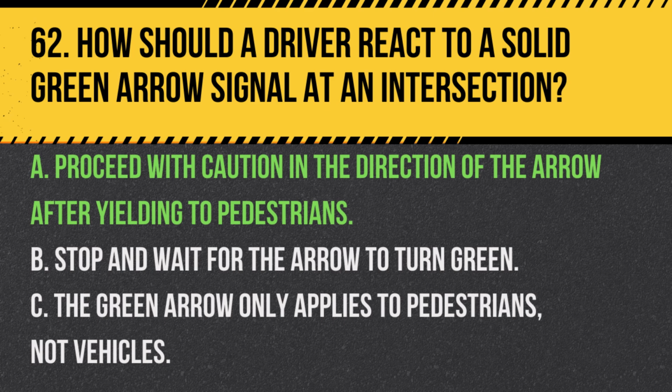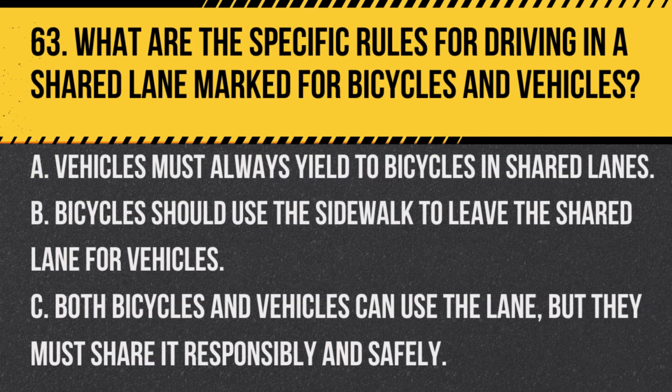A solid green arrow indicates that you have the right of way in the direction the arrow points, but you should still proceed cautiously. Question 63. What are the specific rules for driving in a shared lane marked for bicycles and vehicles? A. Vehicles must always yield to bicycles in shared lanes. B. Bicycles should use the sidewalk to leave the shared lane for vehicles. C. Both bicycles and vehicles can use the lane, but they must share it responsibly and safely.